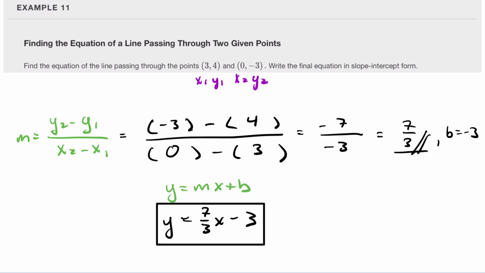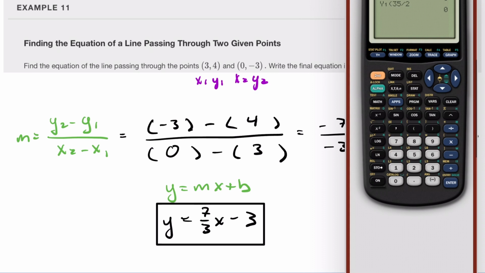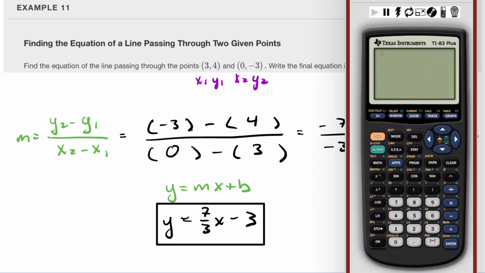So let me showcase this in the graphing utility. If I go to my y equals, now our claim is that the solution is 7/3x minus 3. So remember, it's going to do that fraction first, and then take that answer times x, which is what we want. And then we're going to say minus 3.